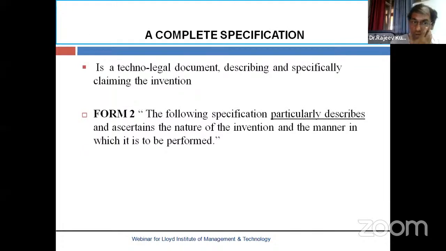Now, the other kind of specification is a complete specification, जिसमें you don't file an incomplete thing, which is done in provisional. So it's a techno-legal document describing and specifically claiming the invention. This is done when we disclose a complete specification, that is in Form 2, and it starts with the preamble: The following specification particularly describes and ascertains the nature of the invention and the manner in which it is to be performed. After that, your invention disclosure starts.